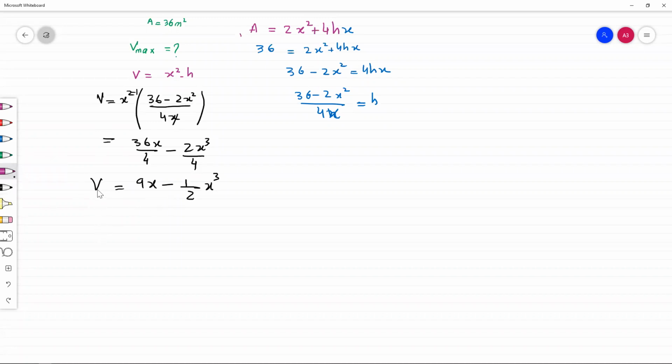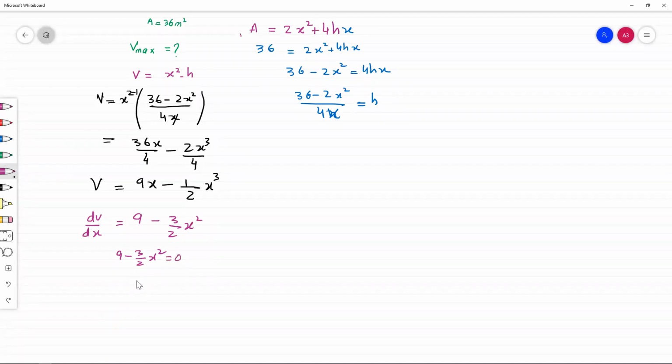Now, how do we find the maximum of v? By taking the derivative dv over dx. So this would be 9 minus 3 times, the derivative of this is 3x square, so it would be 3 by 2 x square. Now put this equal to 0. 9 minus 3 by 2 x square is equal to 0.